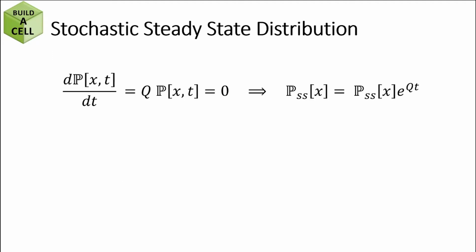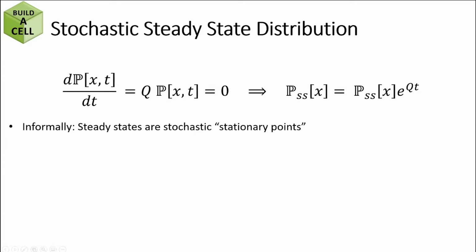Now, one thing that people are often interested in when dealing with stochastic CRNs is the steady state distribution. And this is just when the probability distribution stops changing. So dP(x)/dt is equal to 0, which you could also write out in this way.